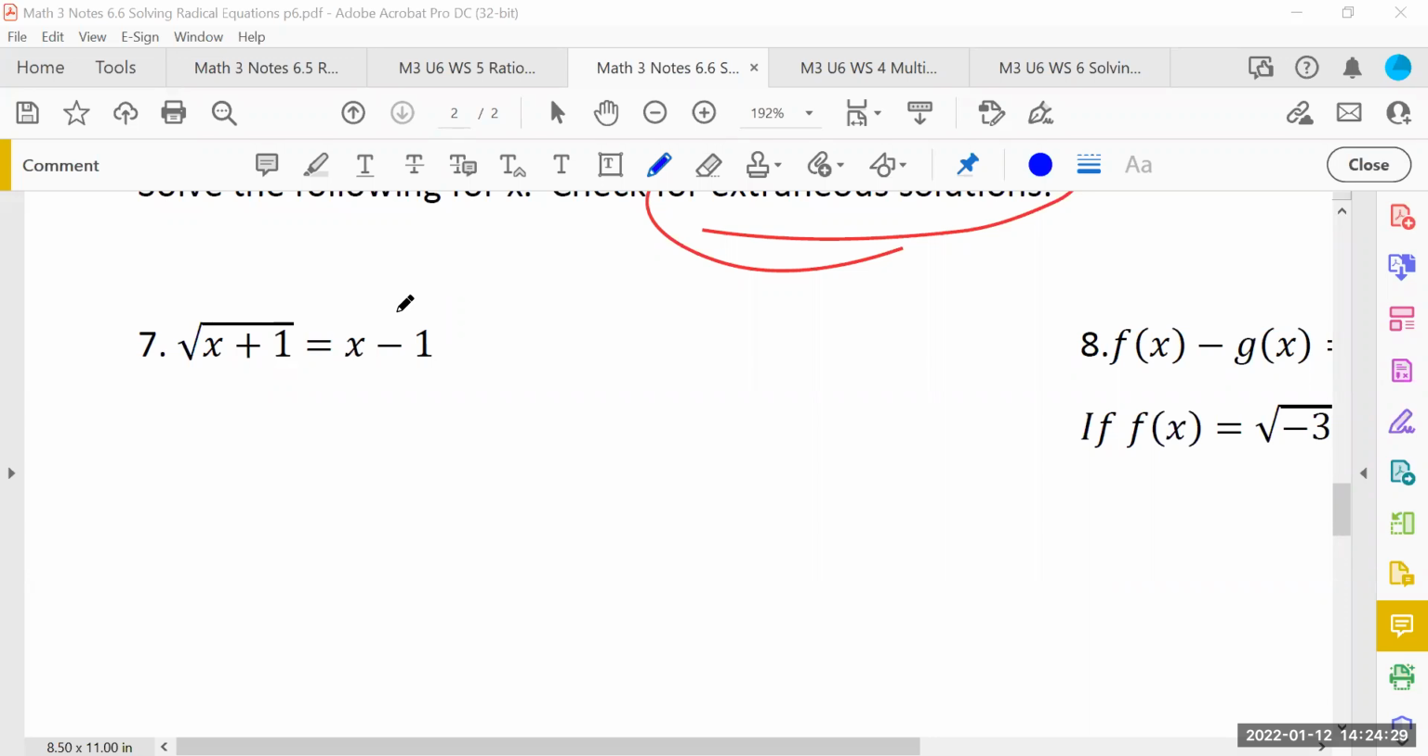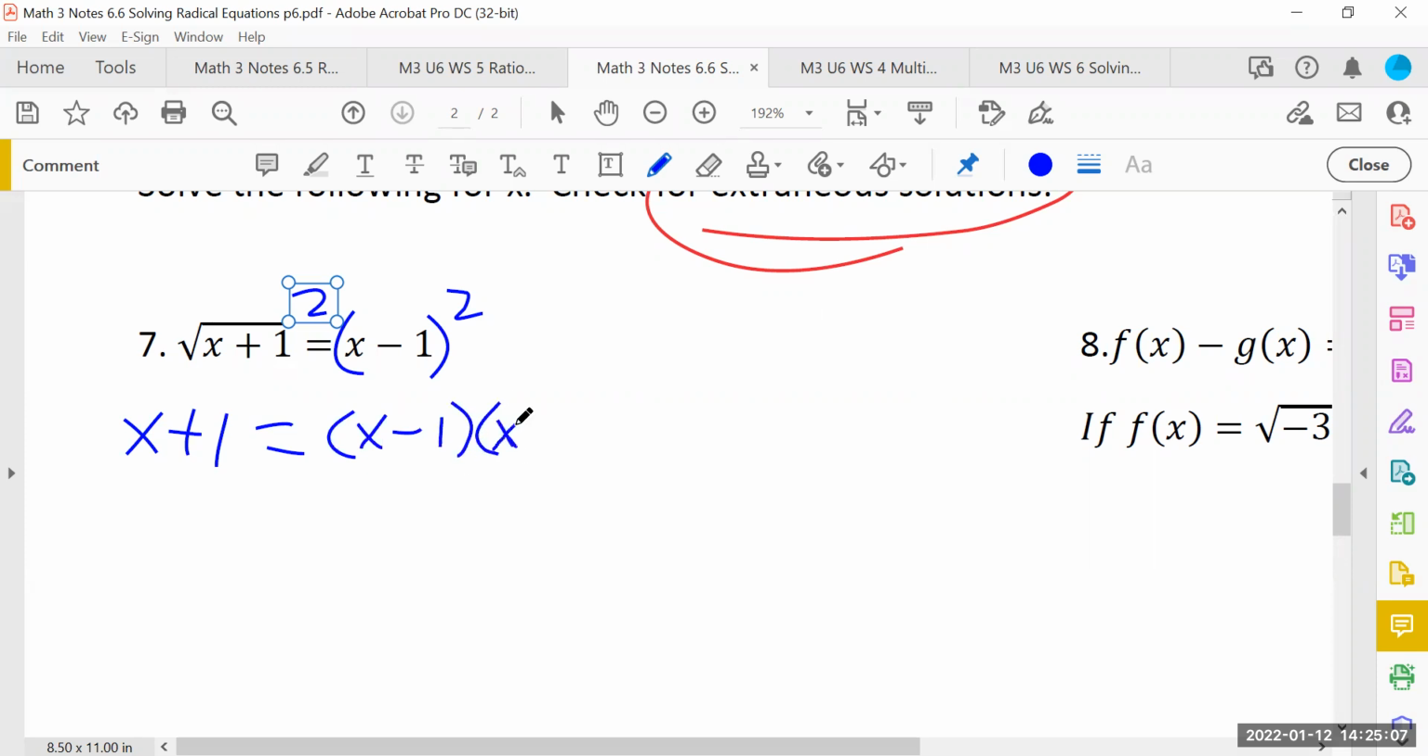Does everyone see that the square root is already by itself at this point on the left-hand side? As soon as you have a square root by itself on one side, you can square both sides. Squared, squared. Square root cancels out. I have an x plus 1 on this side. The trick is this other side, x minus 1 squared. Is everybody good that x minus 1 squared means x minus 1 times x minus 1?